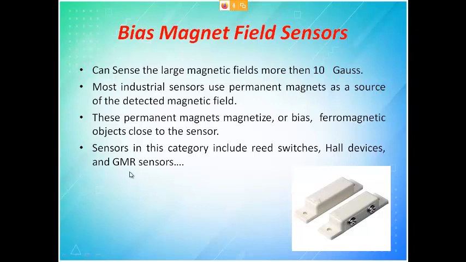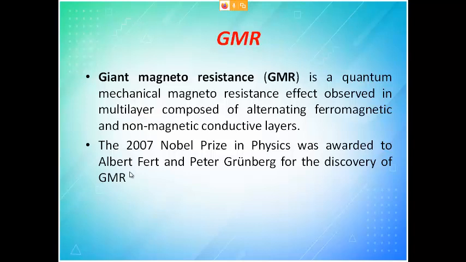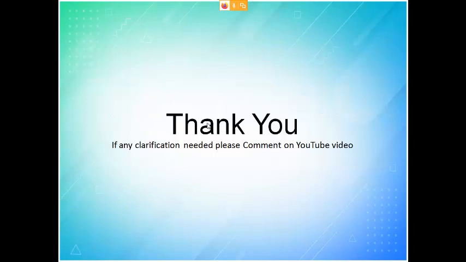Then one more is called the GMR sensor. GMR is giant magnetoresistance, a quantum mechanical magnetoresistance effect observed in multilayers composed of alternating ferromagnetic and non-magnetic conducting layers. This was done in 2007, and a Nobel Prize in physics was given to the scientists who explained this idea. They are from Germany. They identified the principle behind it, and they even received the Nobel Prize. Okay, so with this we will stop today.